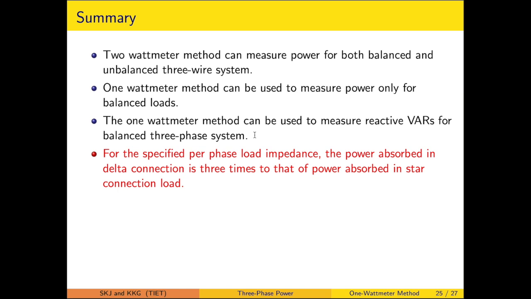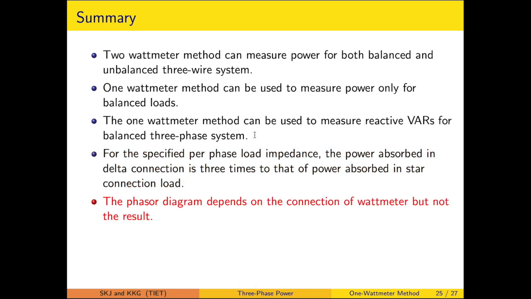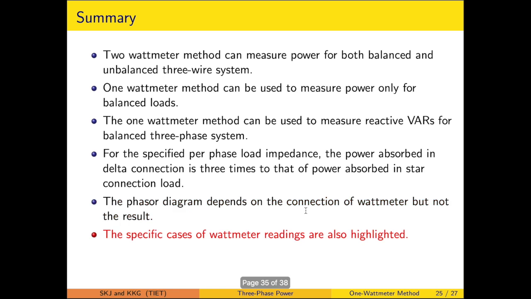For the specified per phase load impedance, the power absorbed in the delta connection is 3 times to that of the power absorbed in the star connected load. This we have seen with the help of example. The phasor diagram depends on the connection of the wattmeter, how you are orienting the R by B terminals likewise. However, the end result is coming out to be the same, that particular will be root 3 VL IL cosine of theta.